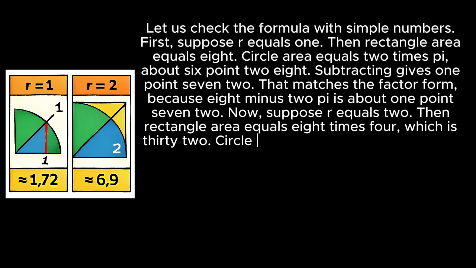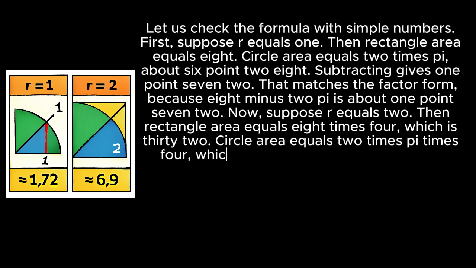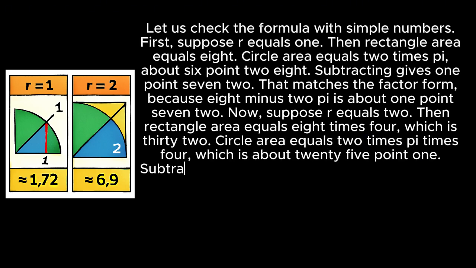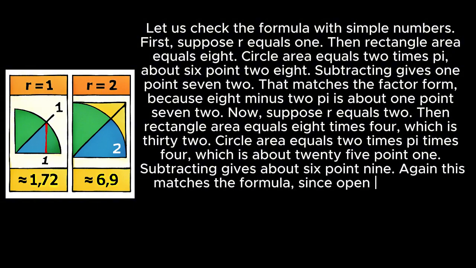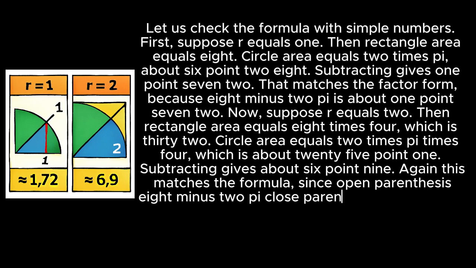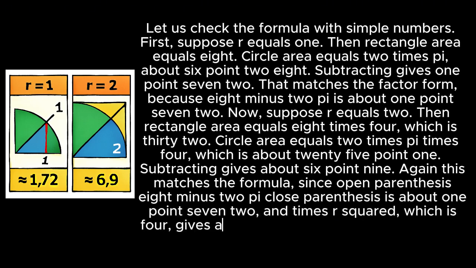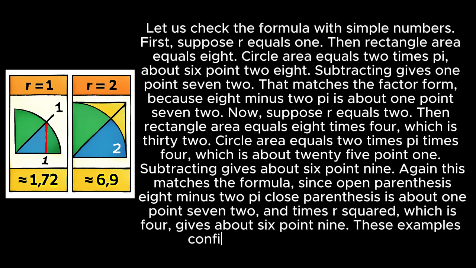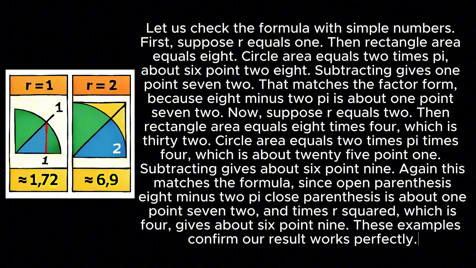Now suppose r equals 2. Then rectangle area equals 8 times 4, which is 32. Circle area equals 2 times pi times 4, which is about 25.1. Subtracting gives about 6.9. Again, this matches the formula since (8 minus 2 pi) is about 1.72, and times r squared, which is 4, gives about 6.9. These examples confirm our result works perfectly.